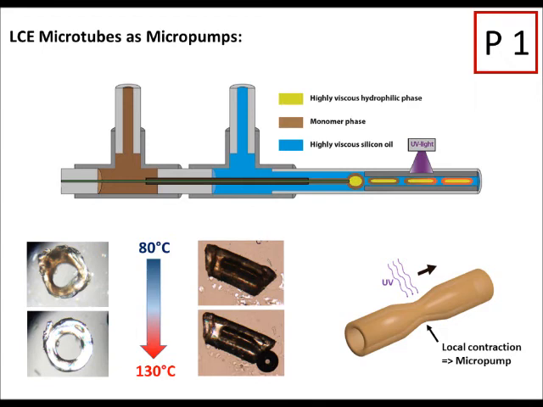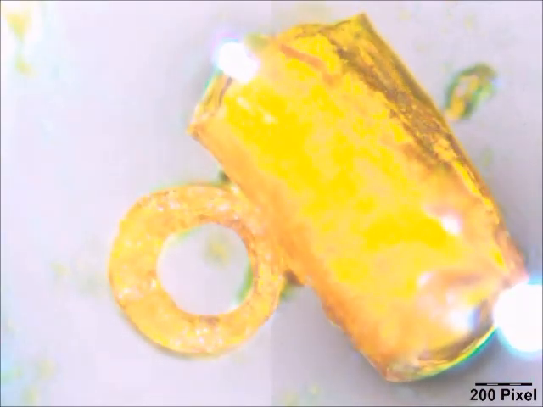This works by moving a cross-sectional tapering induced by light along the tube, which should cause perfusion of a liquid inside. First experiments prove the successful photoactuation of these micropipelines already.